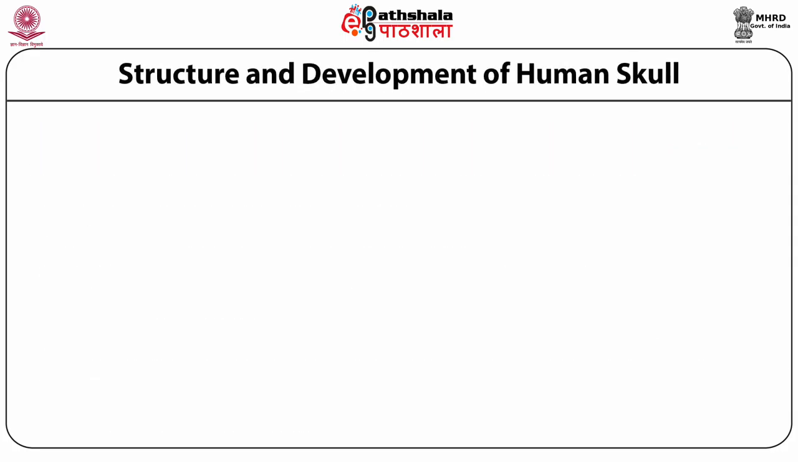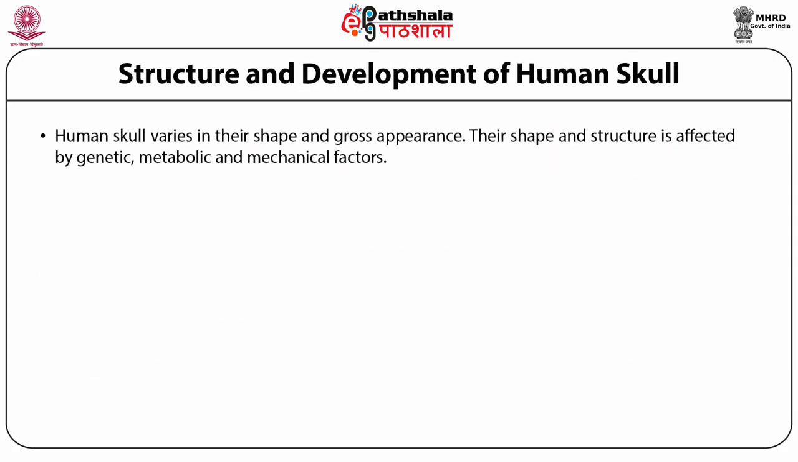Structure and development of human skull. Human skulls vary in their shape and gross appearance. Their shape and structure is affected by genetic, metabolic, and mechanical factors. Each skull is the result of a long functional history through innumerable successive generations. Human skull is one of the hardest structures of the body. It also possesses a certain degree of toughness and elasticity.